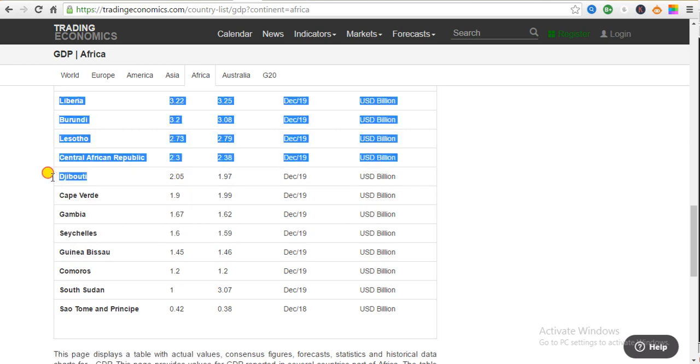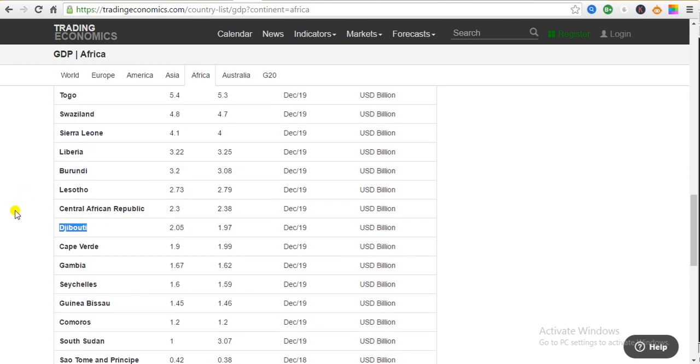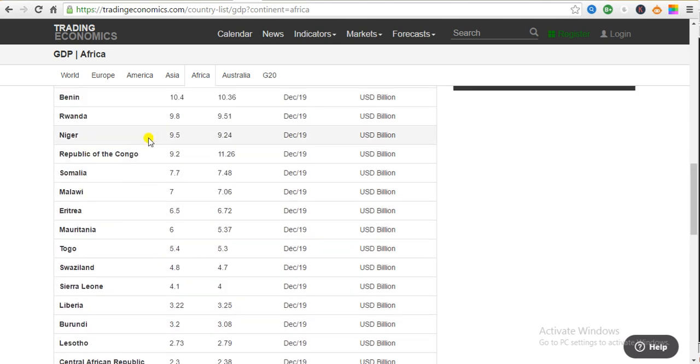Just like Djibouti, 2 billion, but look at the population, and then you get it. So what we're trading is not actually just trading. I want to see Niger. I think I mentioned it. Yeah, less than 10 billion, 9.5. Rwanda, one of the fastest growing, okay, 9.8 billion.